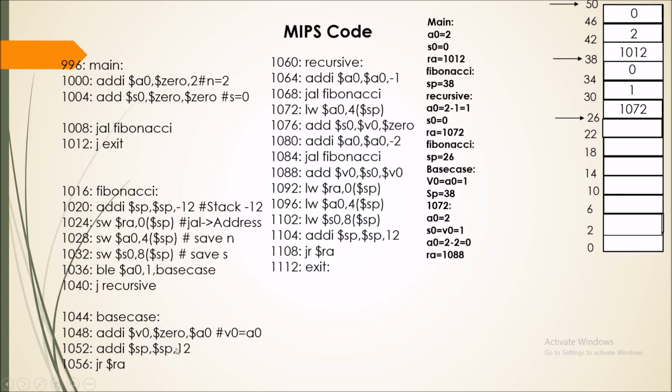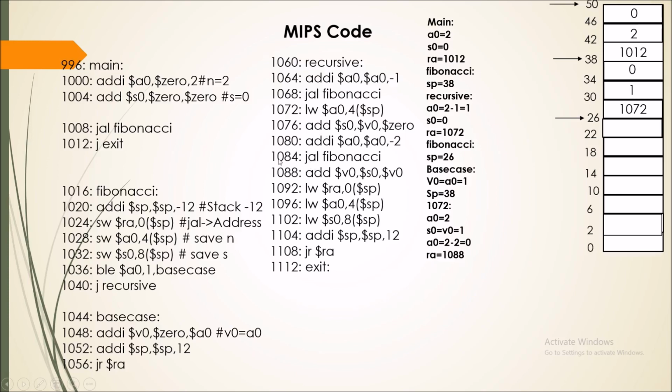Now we have stack plus 12, right? So SP will be plus 12, so it will move to 38, and it will jump to the array value that we had. The array value was 1072. Now in 1072 we have to load A0, so that means we are taking the A0 value from the stack. As we are now at SP 38, we will get the A0 value as 2. Okay, now we add S0 with V0, so V0 was 1, and S0 is also 1. Then we have A0 minus 2. We had A0 as 2, minus 2 is equal to 0, and then we again JAL Fibonacci.